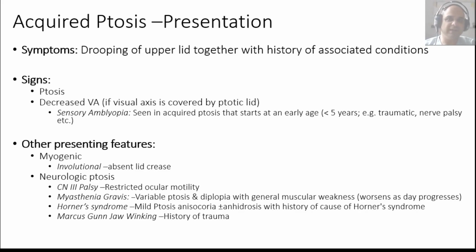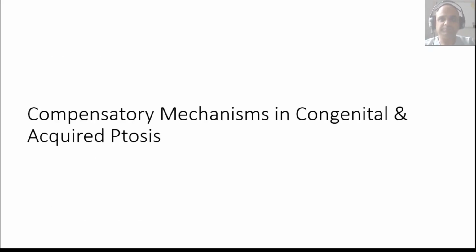Horner syndrome is, again, a very mild ptosis together with anisocoria, no change in color of the iris, but you might have anhidrosis depending upon where the damage is. Marcus Gunn jaw winking would have history of trauma, and the patient would say, oh, I was fine until this trauma happened, and I got this after that, after the trauma, after the fact.